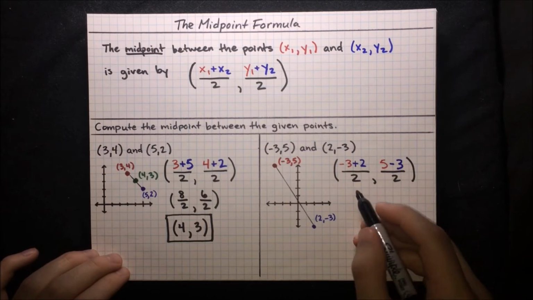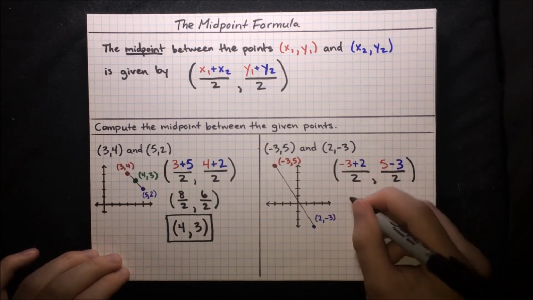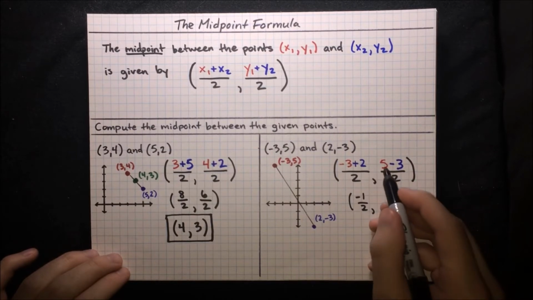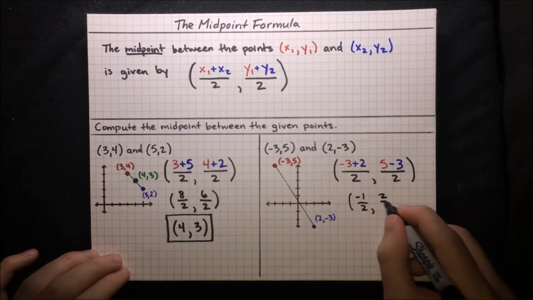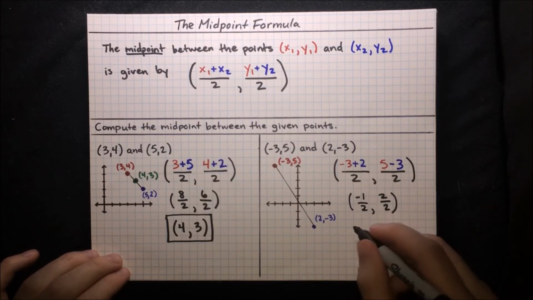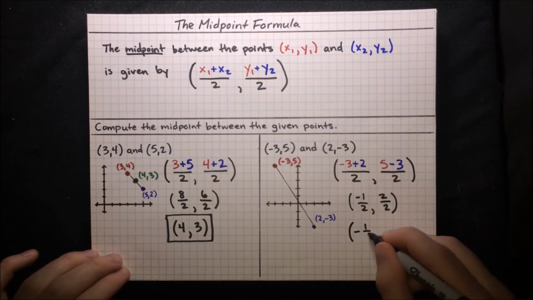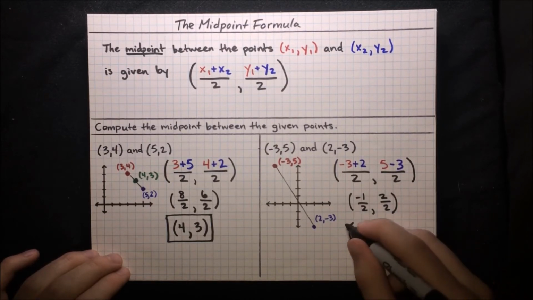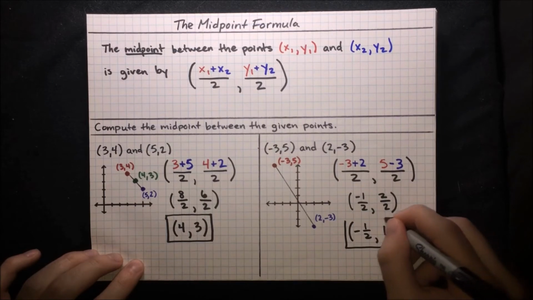Now we can simplify this. -3 plus 2 is just -1, so -1 over 2 is the x-coordinate, and then 5 minus 3 is 2, so we've got 2 over 2 as the y-coordinate. Let's simplify it even more. -1 over 2 is just -1/2, and 2 over 2 is just 1. So that's our midpoint, (-1/2, 1).